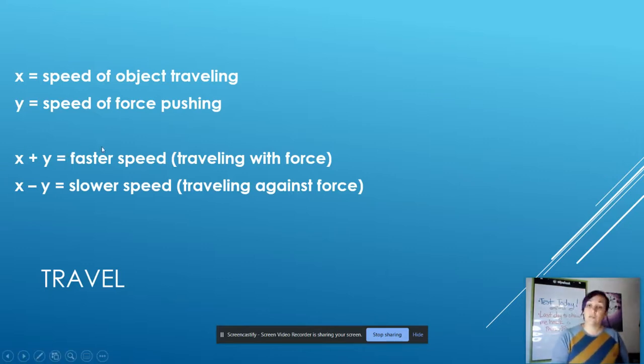So in these problems, you're only going to be given two numbers, and those numbers have to go after the equal sign.